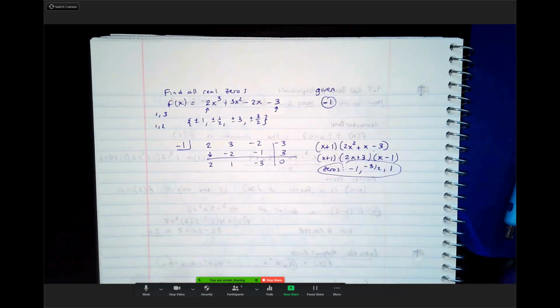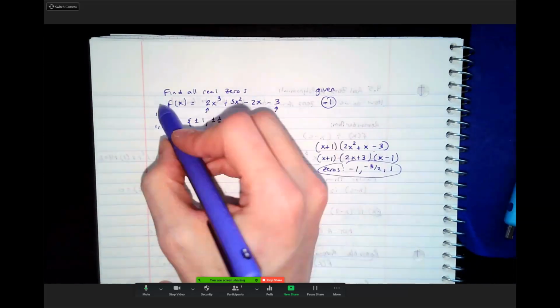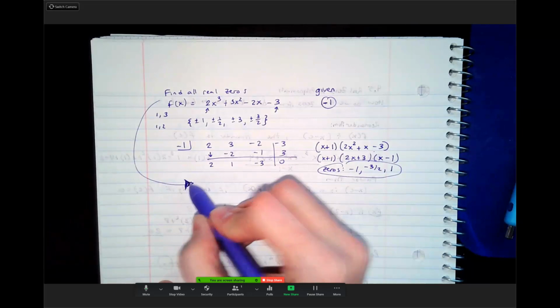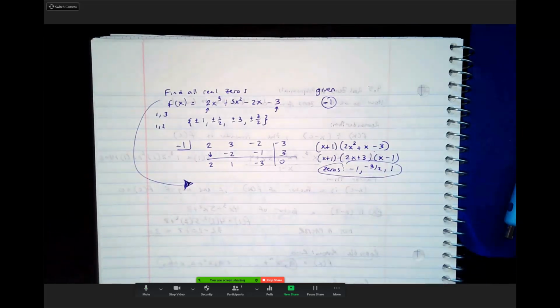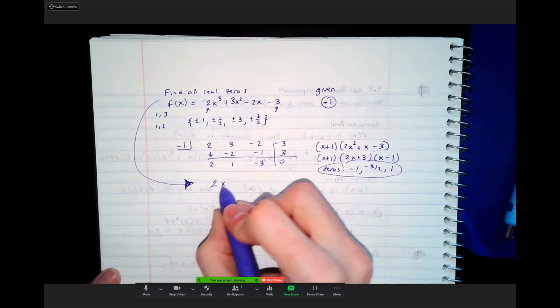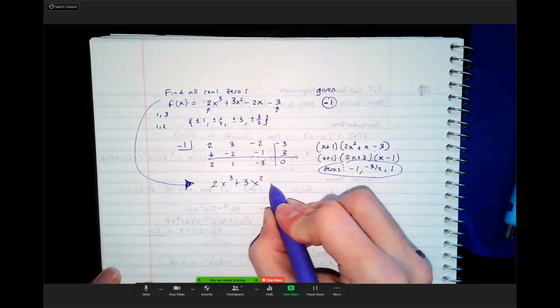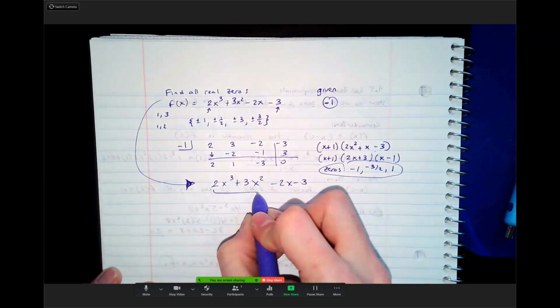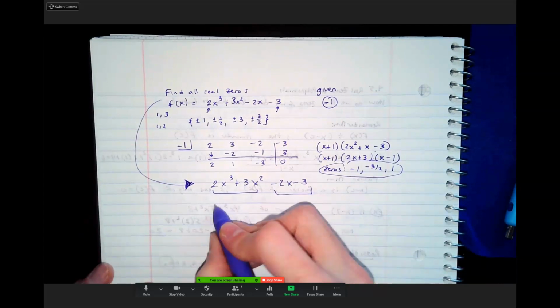But the other thing is, we can actually factor something like this. When I give you cubics, you should always, always, always check if we can factor by grouping. This is a method that you do know how to do, or you've been taught before at least.